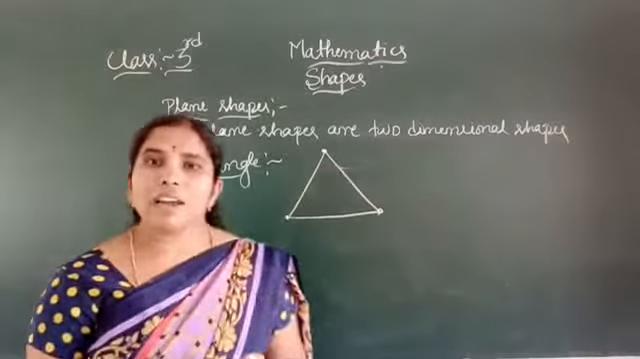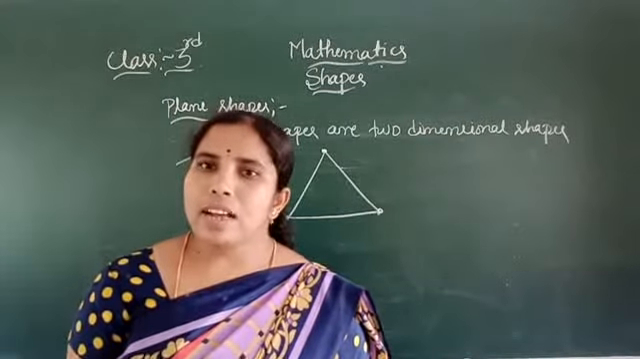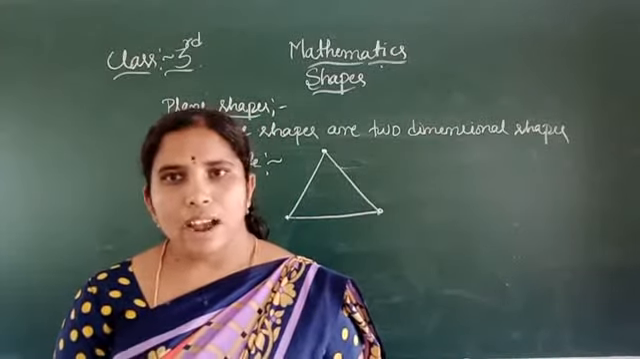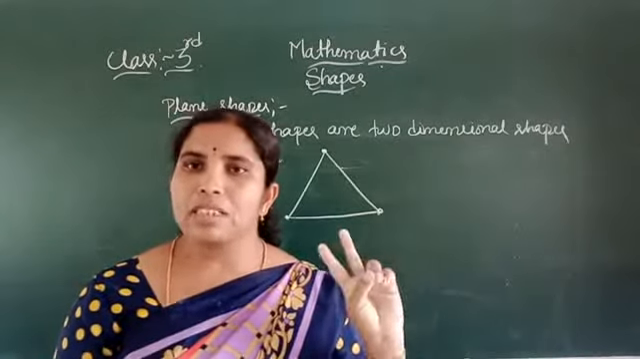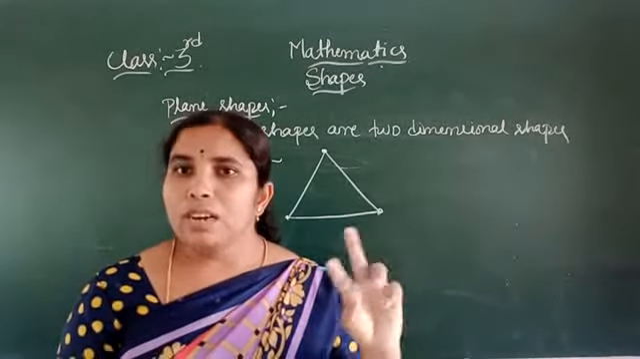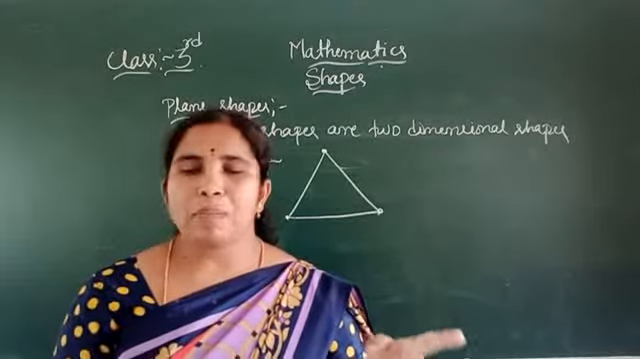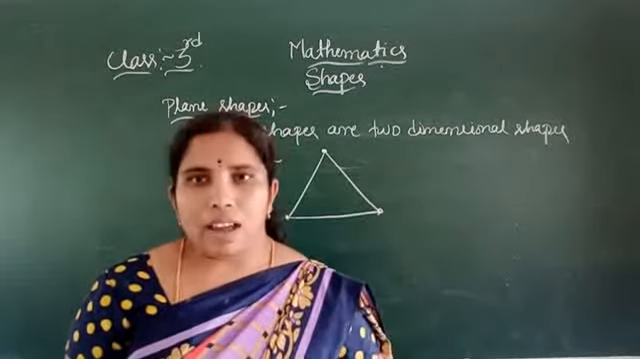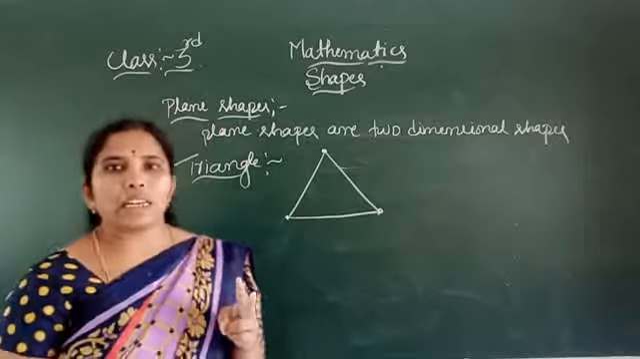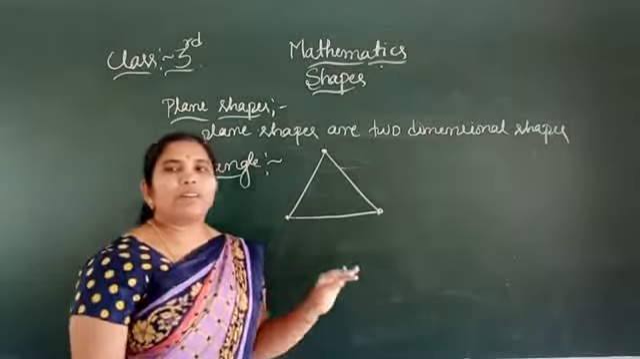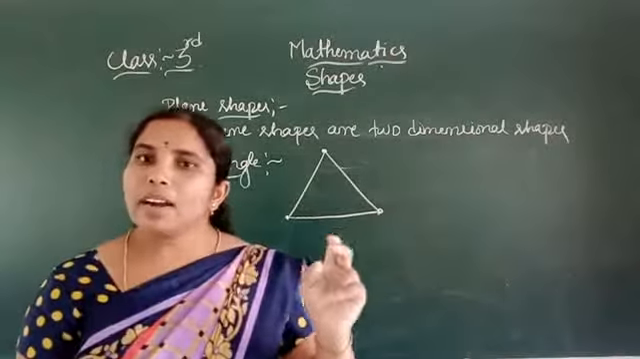The meaning of corner: a corner is also called a vertex. Two line segments meet at a point and form a corner or vertex. Two lines meet at a point and form a corner or vertex.